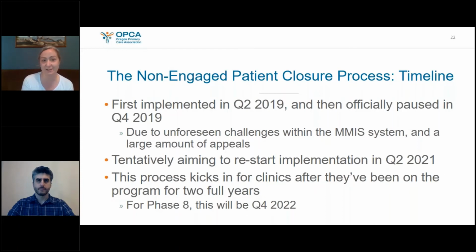This is very tentative still, based on what's happening with the pandemic and where health centers are at, to be honest. And of course, since phase 8 is just entering now, this is not going to be implemented until Q4 2022, which would be 8 full quarters on the program. So we're looking pretty far in the future right now.